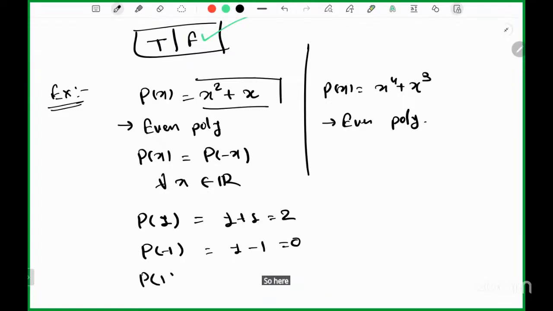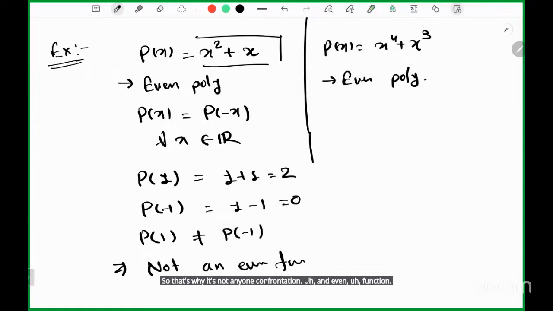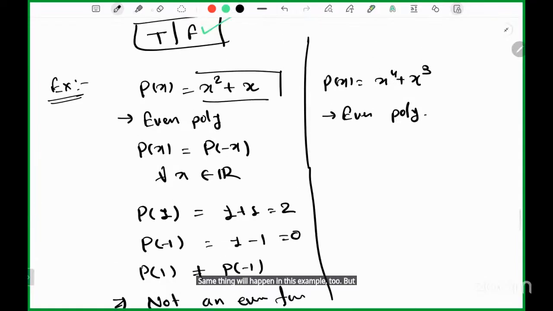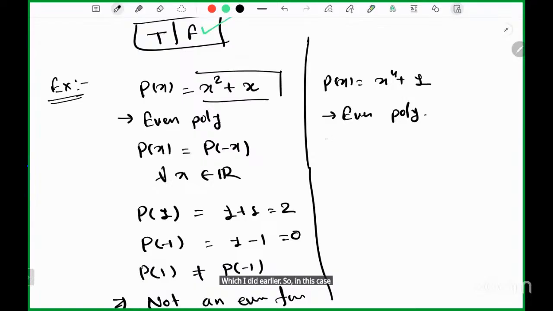So here p of 1 is not equal to p of minus 1. So that's why it's not an even function. Same thing will happen in this example too. But here you can consider one little bit change. Suppose I'll take x to the power 4 plus 1, which I did earlier. So in this case, this is an even polynomial, also an even function.